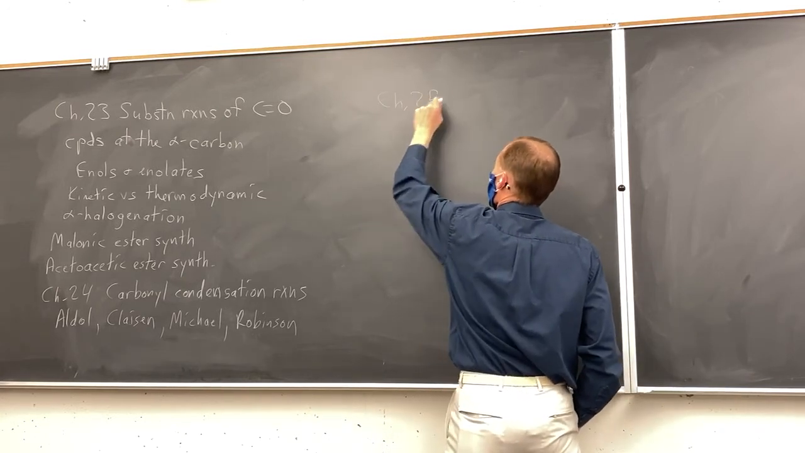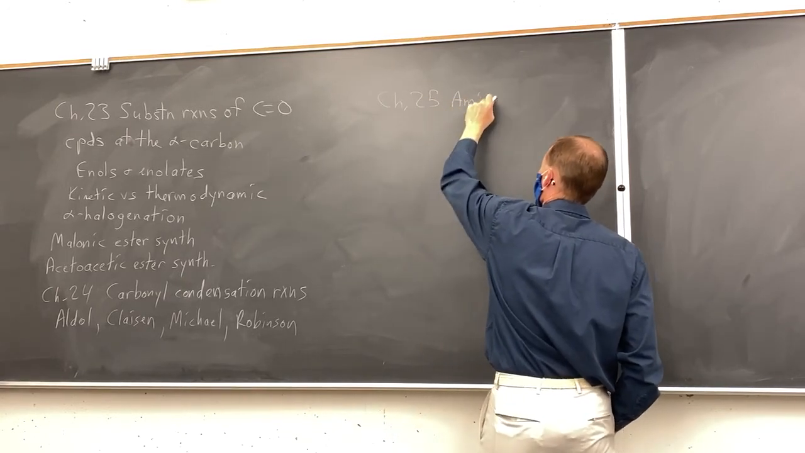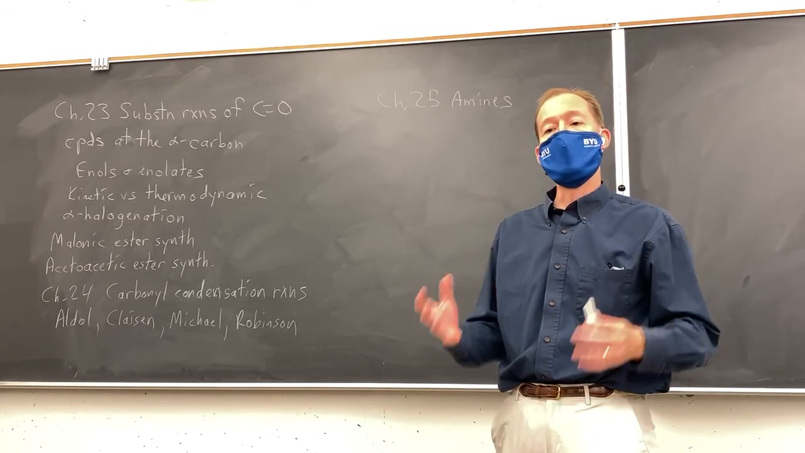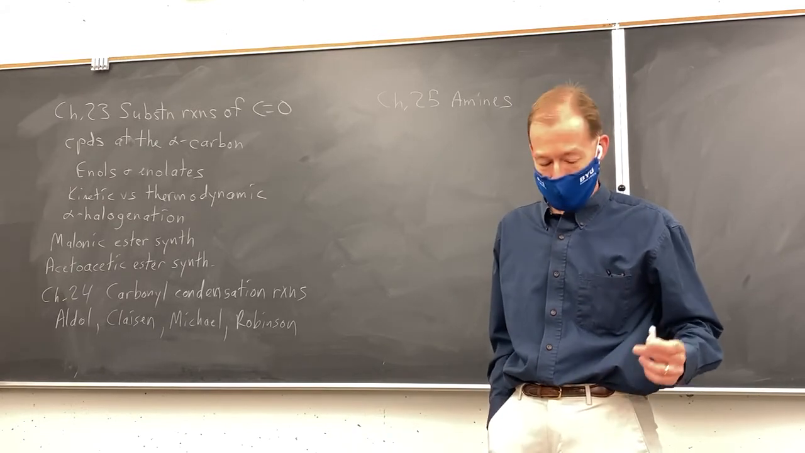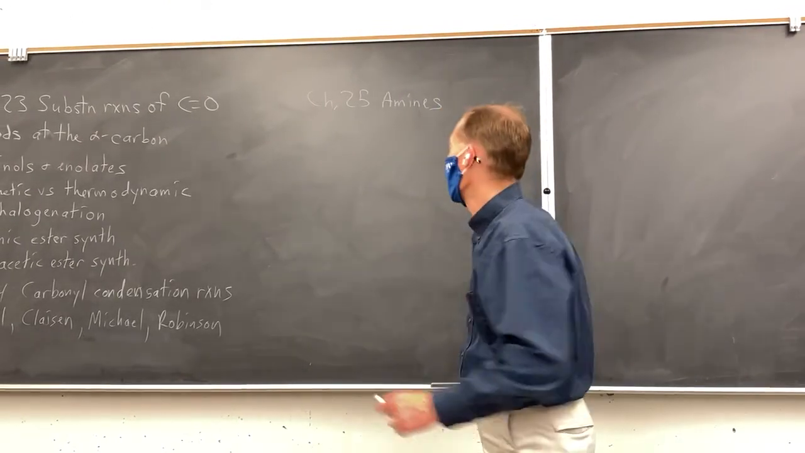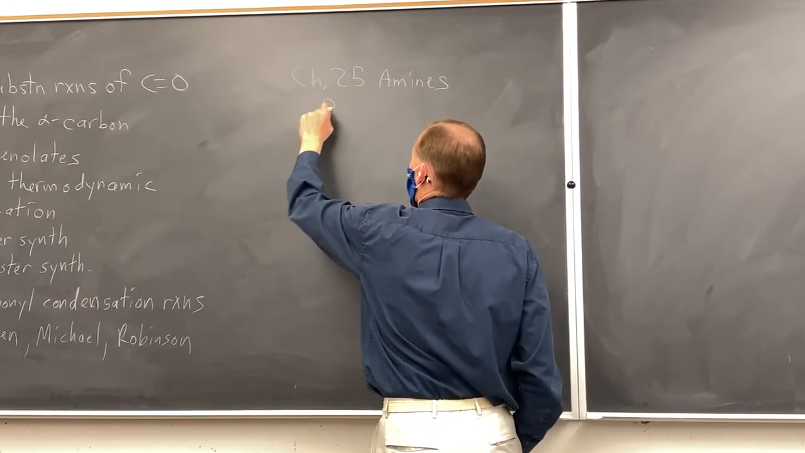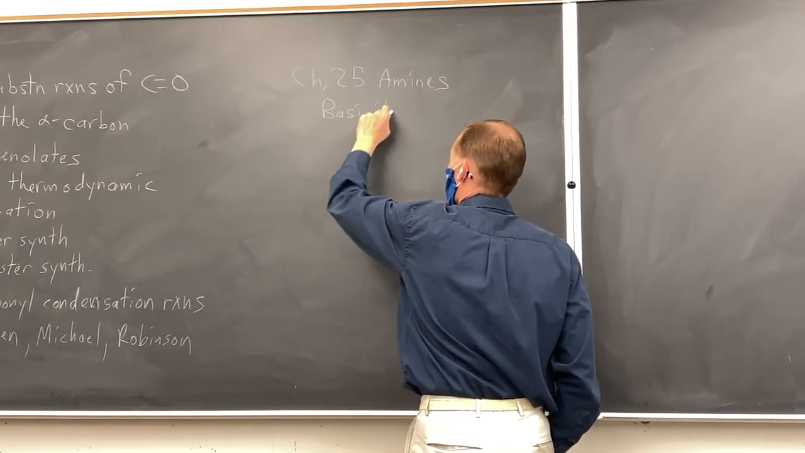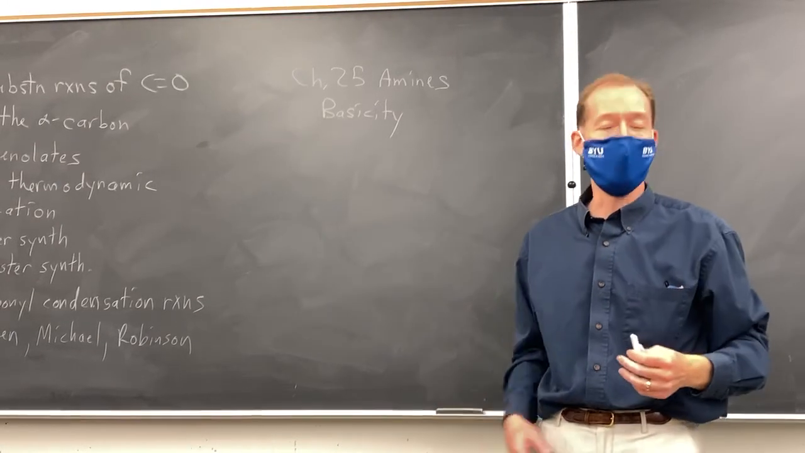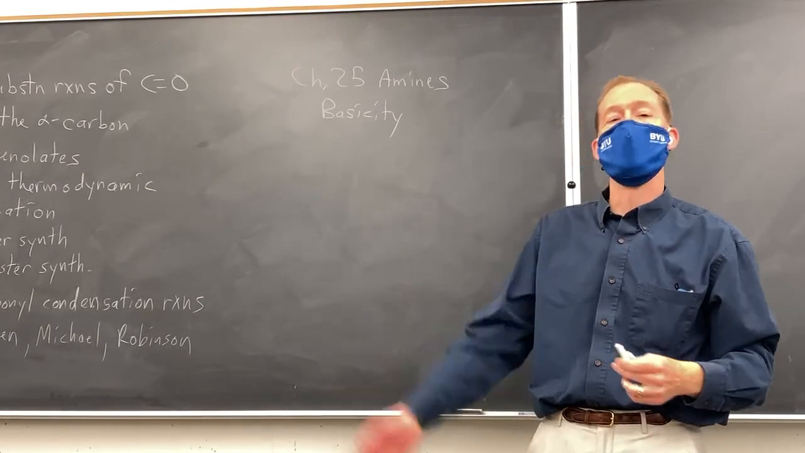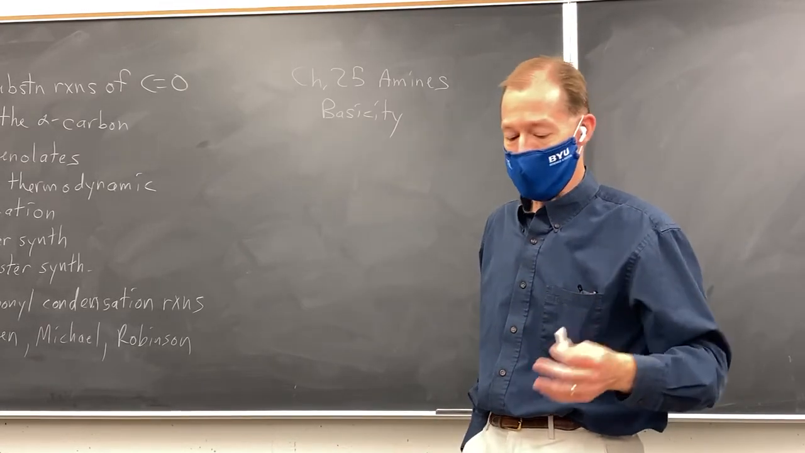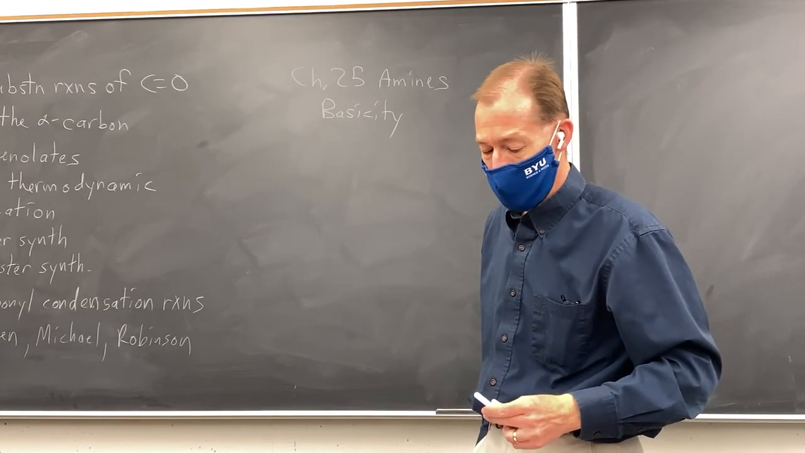Okay, chapter 25 was on amines. Amines are unique among organic compounds in that they are the most basic of our neutral organic compounds. So we spent a lot of time in this chapter talking about the basicity of amines, lots of different comparisons, alkylamine versus arylamine, pyridine versus pyrrole. So there were a whole bunch of comparisons that helped us review some of the concepts from chapter 2.